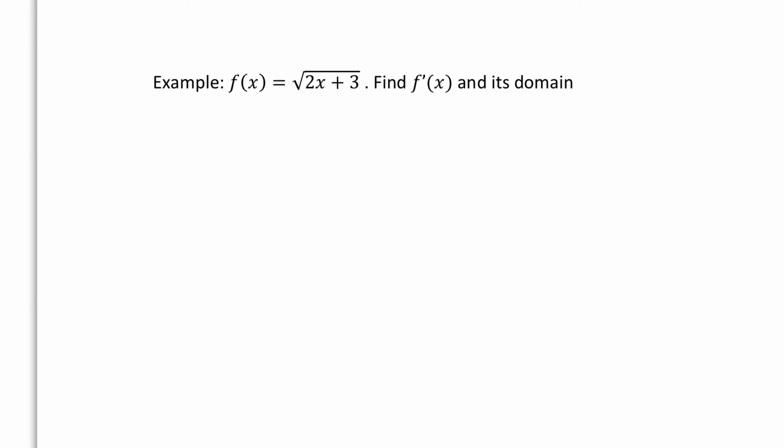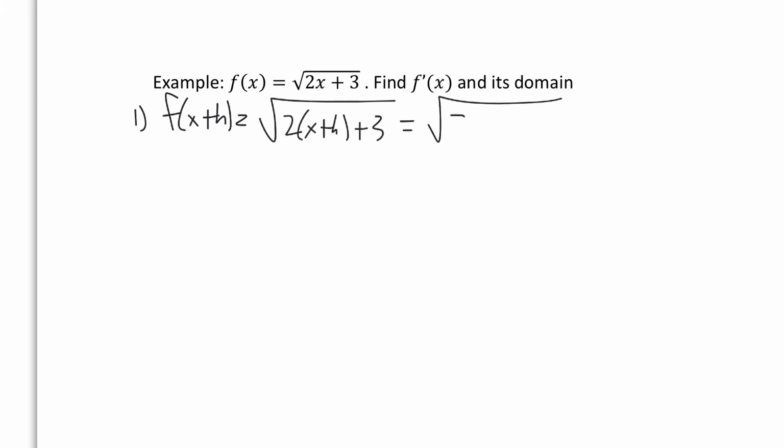Let's go ahead and try an example with a square root. Here f of x is equal to the square root of 2x plus 3, and we're going to find f prime of x, and of course its domain. So step 1, we calculate f of x plus h, which is equal to root of 2(x plus h) plus 3. We expand that as 2x plus 2h plus 3.